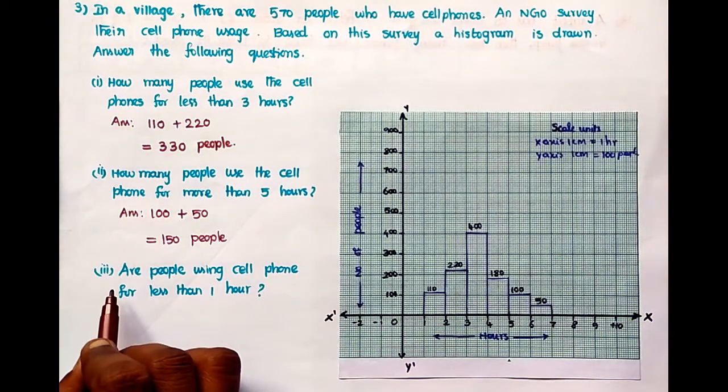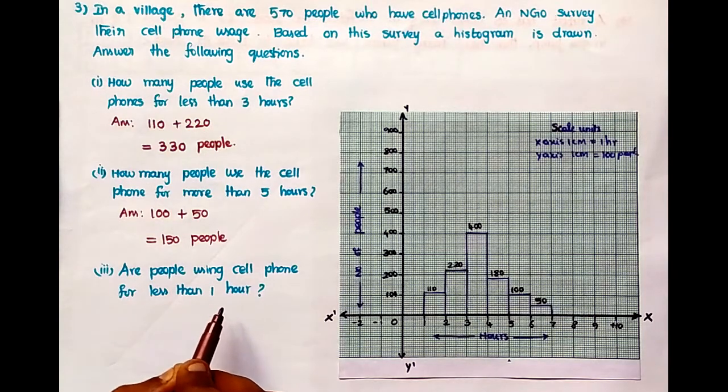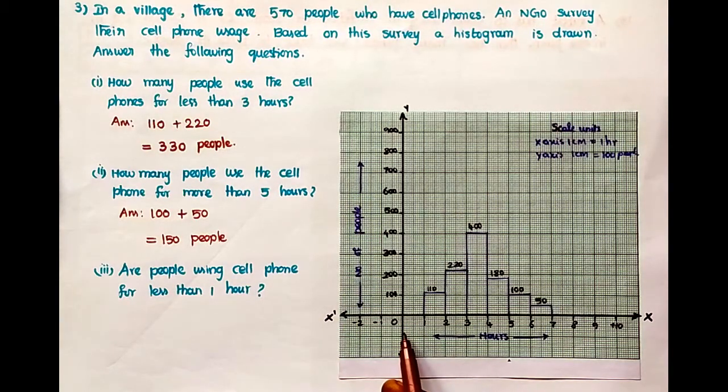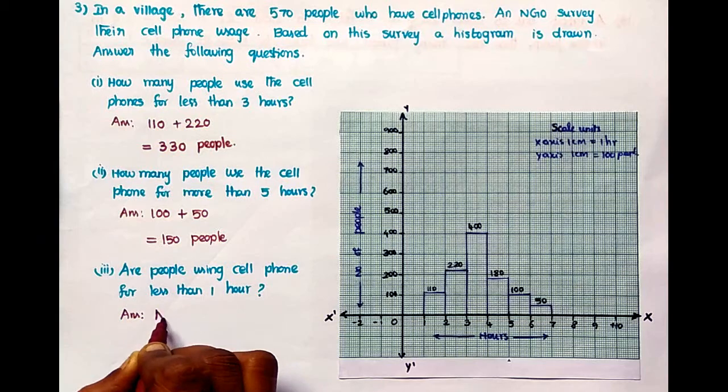And then the third one, are people using cell phone for less than 1 hour? Less than 1 hour, there is no people who use the cell phone. So that is the answer, no.